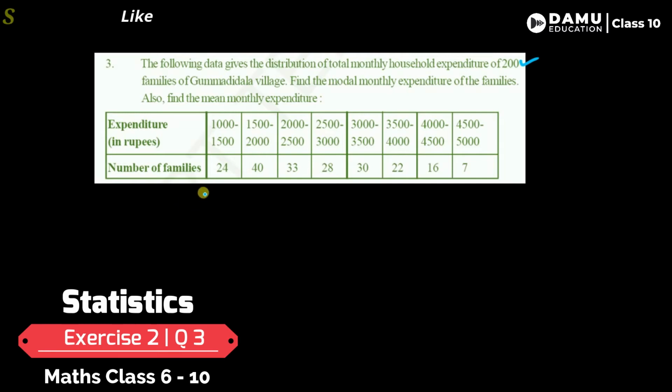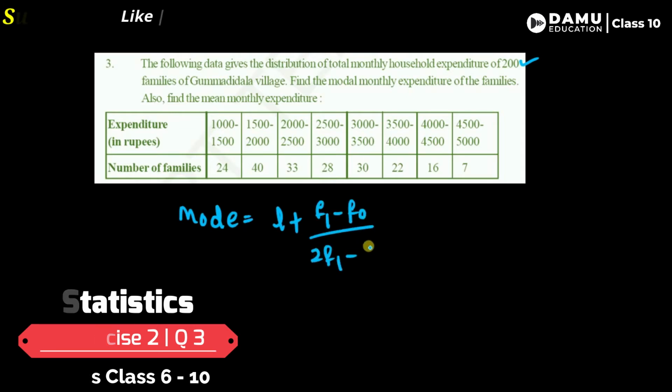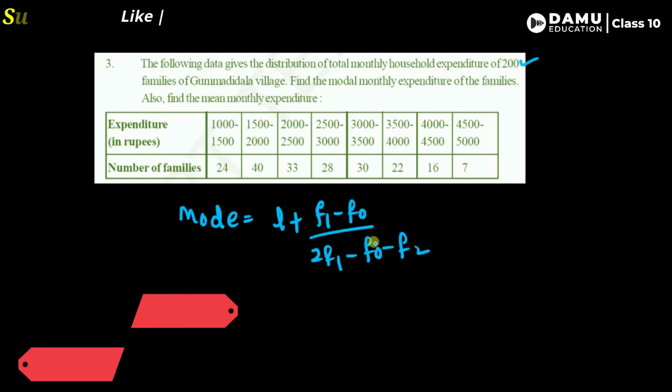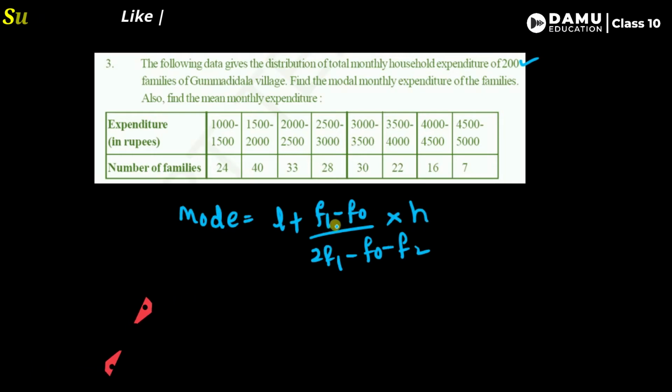So modal expenditure: what type of expenditure is repeating? For that, the mode formula is L plus (F1 minus F0) by (2F1 minus F0 minus F2), into h. The upper part is the same below, but we multiply F1 by 2 and then subtract F0 and F2. So here, what are F1 and F0? F1 is the modal class frequency, F0 is the modal class preceding frequency, F2 is the modal class successive frequency, and h is the class length.